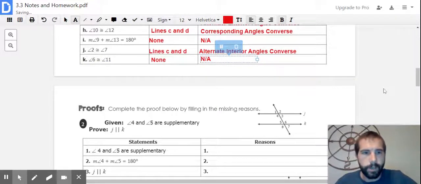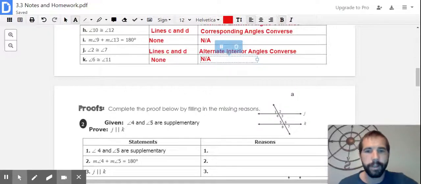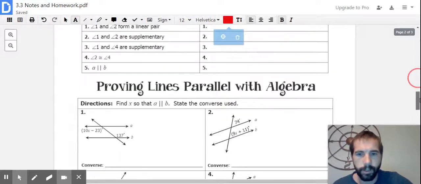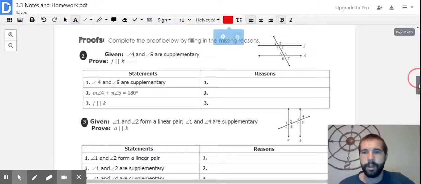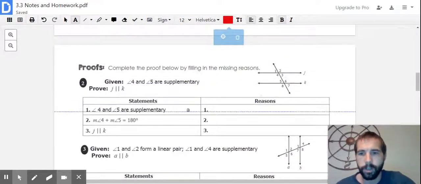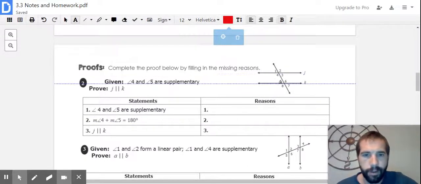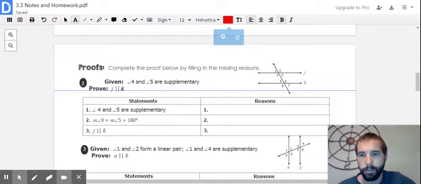All right. So next we're going to take a look at a couple of proofs. We did some proofs in the last chapter. The proofs might have seemed a little bit difficult. These ones are definitely a little bit simpler, with a few less steps. In this picture, number 2, we're given that angles 4 and 5 are supplementary. If consecutive interior angles are supplementary, then lines J and K are parallel. That's exactly what we're trying to prove, but we're going to do it formally in a couple of steps.